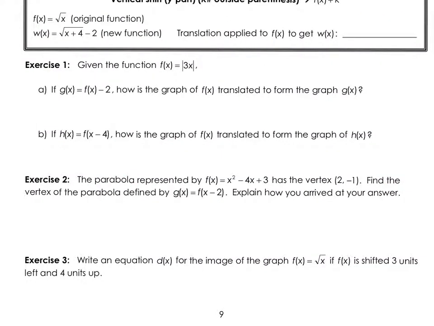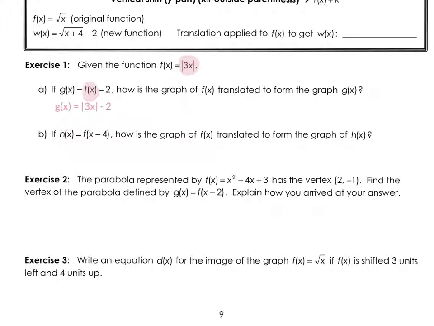Okay, in exercise 1, given the function f of x equals absolute value of 3x, if g of x equals f of x minus 2, how is the graph of f of x translated to form the graph of g of x? Well, if we look at this, in place of the f of x, we're going to put what f of x equals. So it's still a lot of this substitution idea. So I'm going to replace f of x with this absolute value of 3x. So what it would look like is g of x equals the absolute value of 3x and then minus 2.